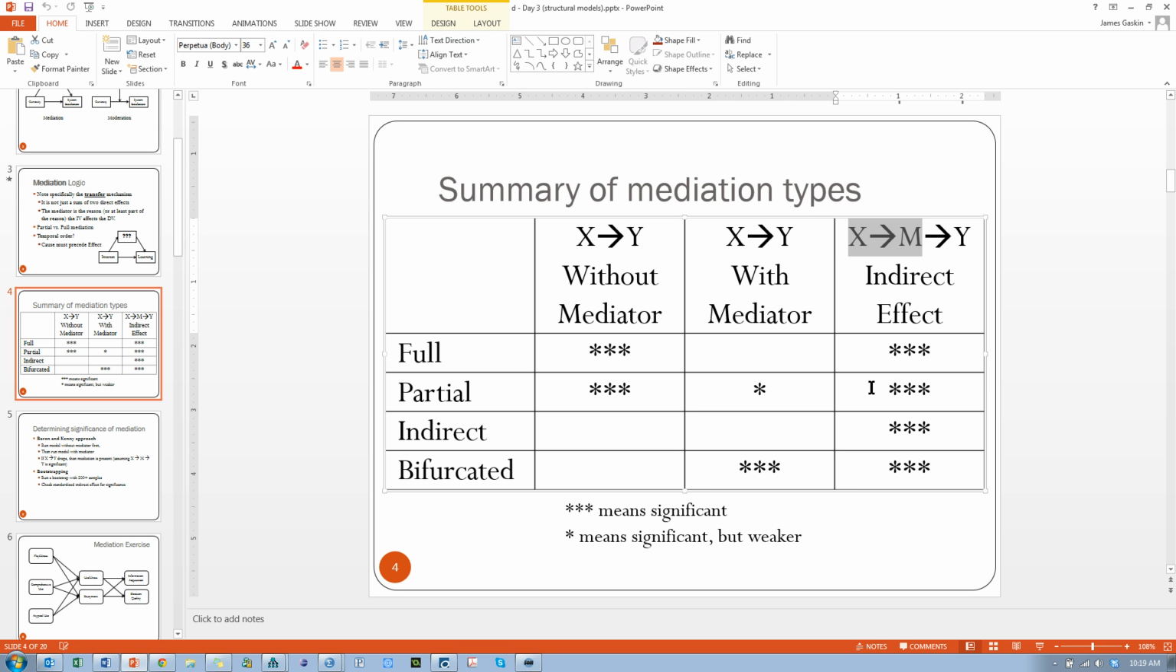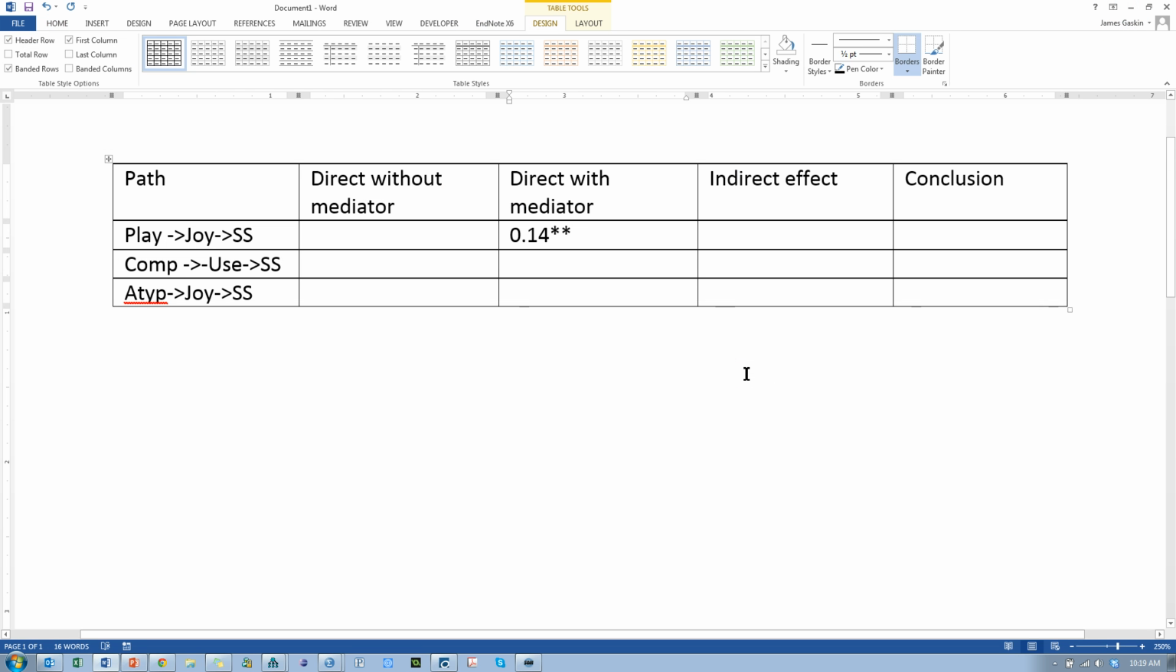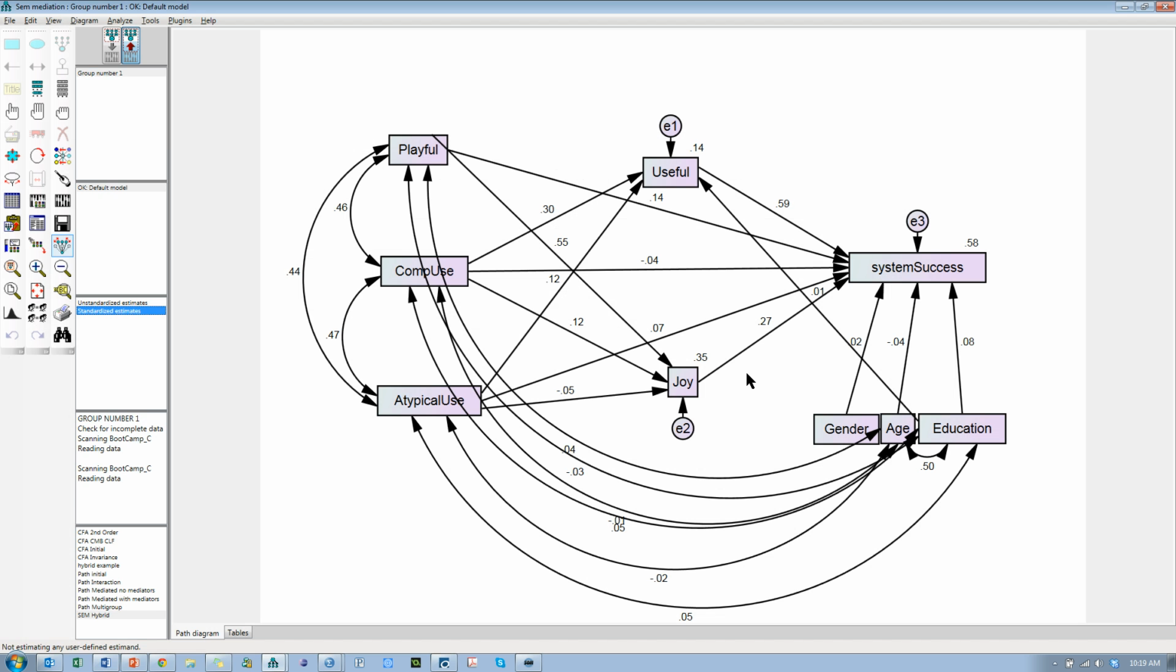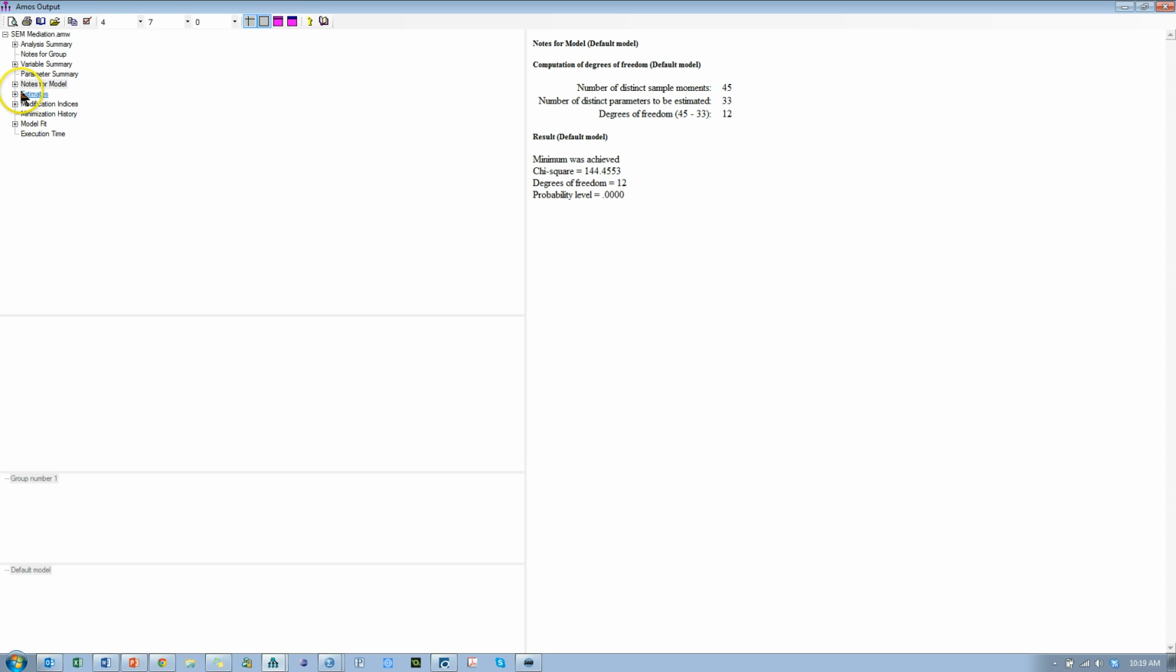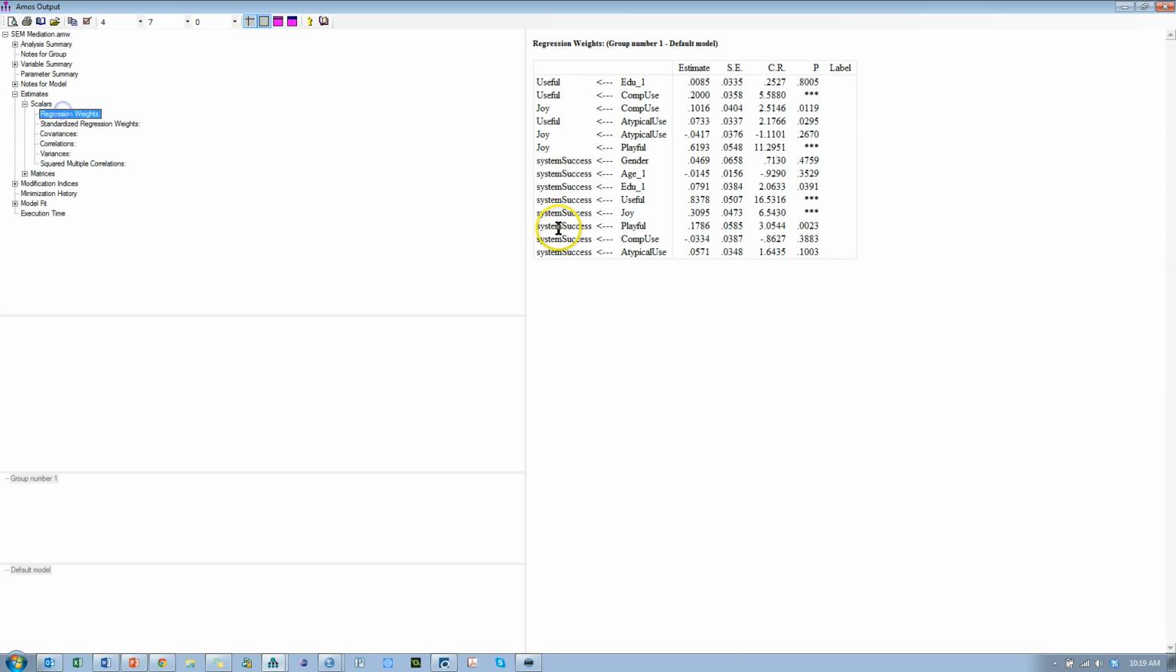That's what's happening, yeah. James, can you go back and show where you're getting information from? So where did I get the 0.14? From right here, the standardized direct effect from playfulness to the dependent variable. And then in the output, in the estimates regression weights table, we look for playfulness on system success, which is right here.